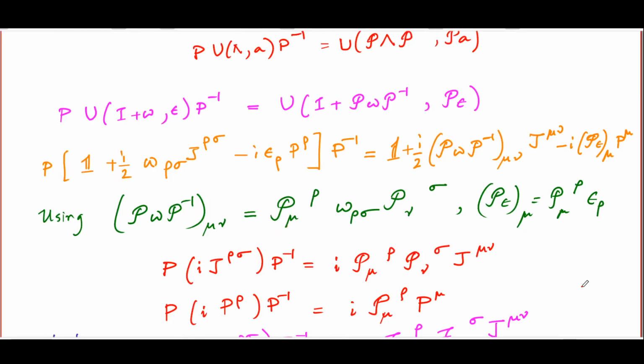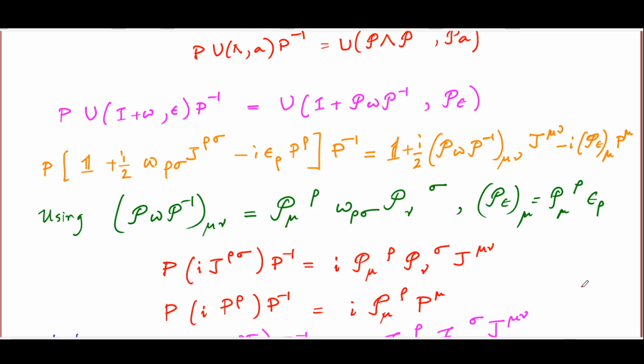Capital P i J^ρσ capital P⁻¹. Here capital P, remember, is the operator corresponding to the space inversion acting on the Hilbert space, the so-called parity operator, is given by i 𝒫^μ_ρ 𝒫^ν_σ J^μν. Capital P i P^ρ capital P⁻¹ is i 𝒫^μ_ρ P^μ. I hope you will not confuse the capital P, which stands for the parity operator, with capital P^ρ or capital P^μ, which are the ρth or μth components of the four-momentum.